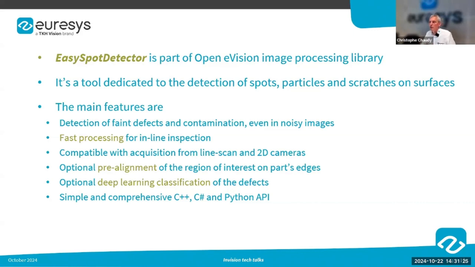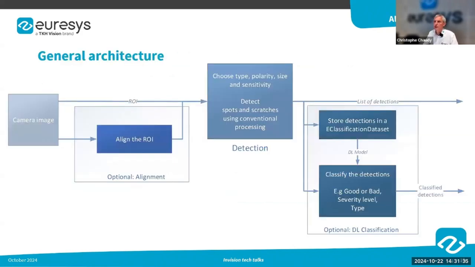And of course, like other eVision libraries, EasySpotDetector is compatible with C++, C# and Python. So that's the general architecture of EasySpotDetector. From a camera image here, you can perform the extraction of the region of interest. And then here we extract the spots and scratches using what we call conventional processing. So it's a really fast way to extract candidates.